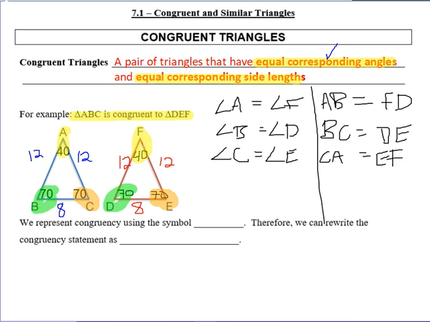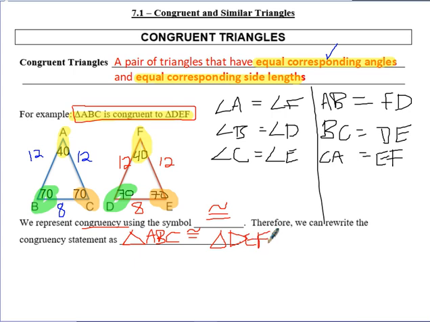Now, congruent triangles. There is a symbol that we use for congruency, and it's an equal sign with a squiggle on top. That's the congruent symbol. So instead of writing triangle ABC is congruent to triangle DEF, we would write triangle ABC, then the congruent symbol, then triangle DEF. Okay?